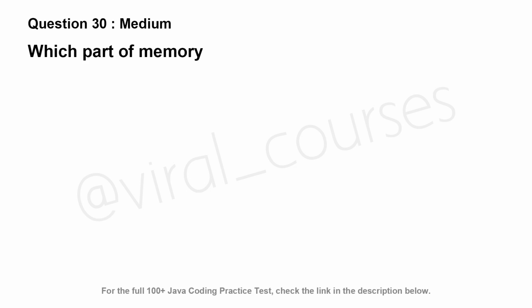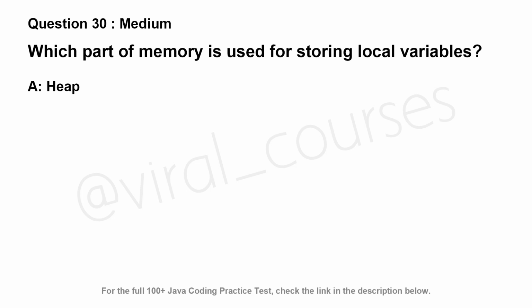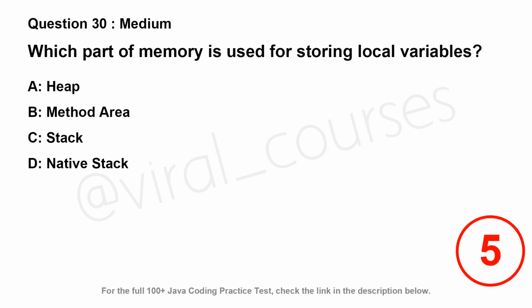Which part of memory is used for storing local variables? Option A, heap. Option B, method area. Option C, stack. Option D, native stack.